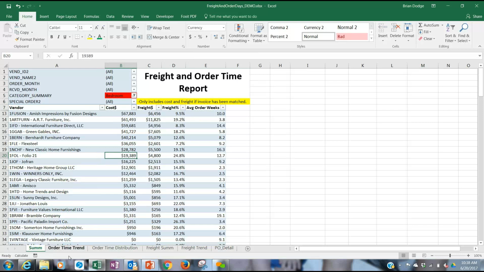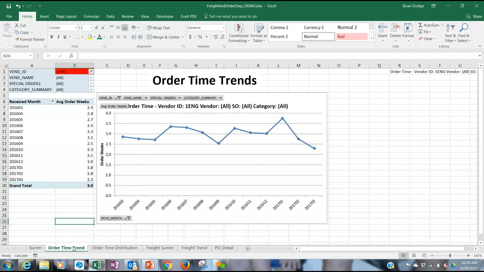The next tab over is the order time trend. This gives you a summary over the last 12 months on a monthly basis. In this particular example, I've filtered on England as the vendor. You can see that over the last 12 months, on average, it's been roughly 3 weeks as far as the average order time, from the time you place the order to the time you receive the merchandise.